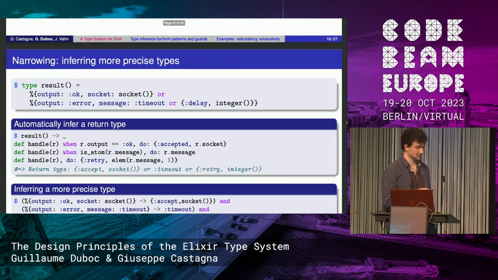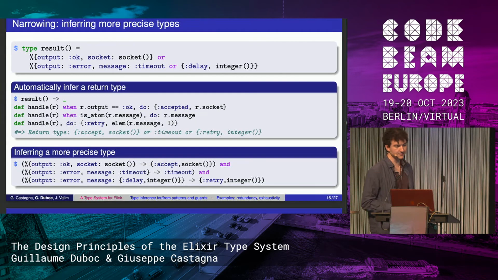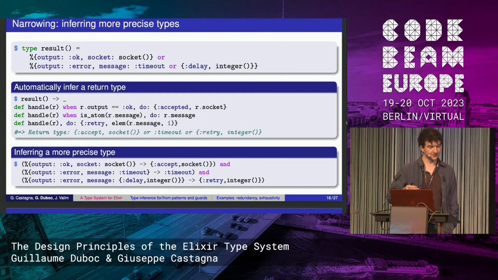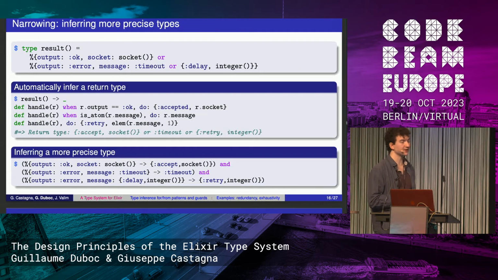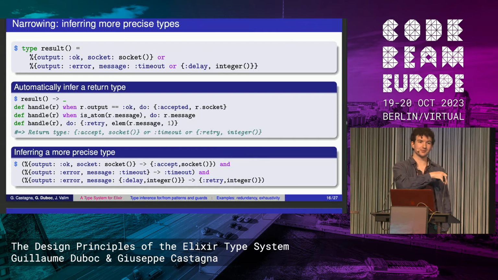In fact, it's possible for it to be even more precise and infer a type that precisely captures the relation between input and output. And that would be this intersection type right here.